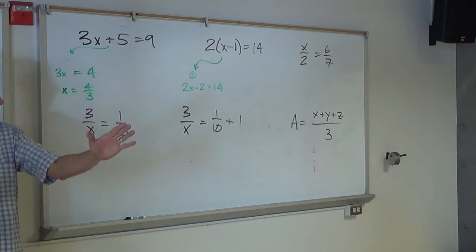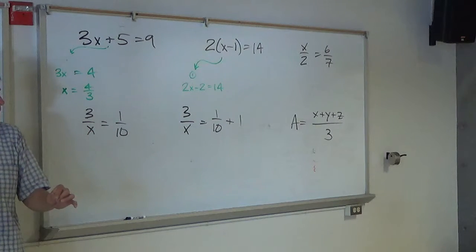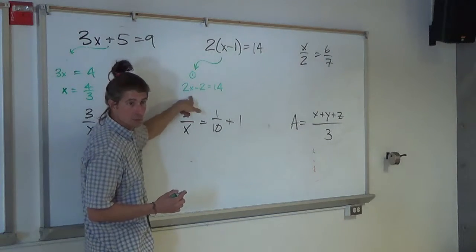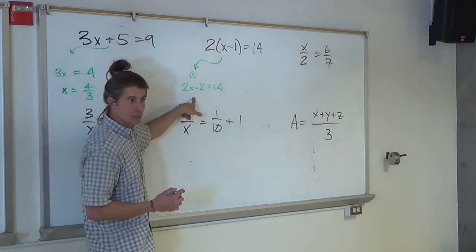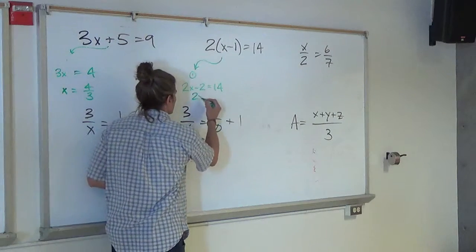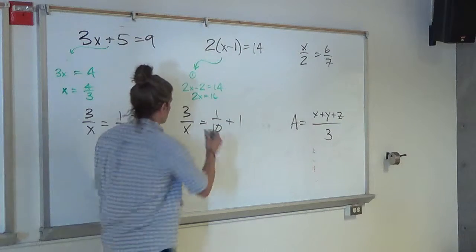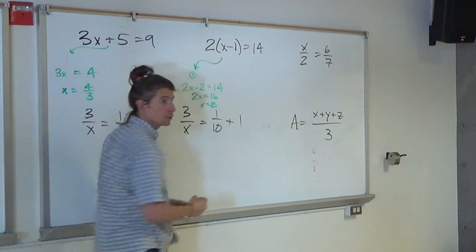We'll try to read your mind, Chad. You added 2 to both sides. Because we knew the last thing that happens here is subtraction of 2, which means the first thing to undo is going to be to add 2. So we get 2x equals 16, and then divided by 2. There you go.